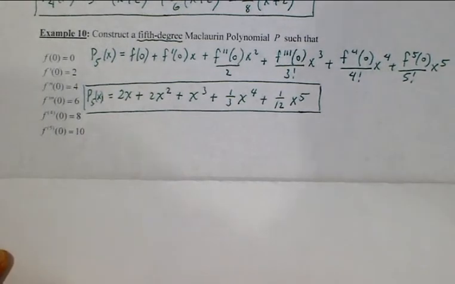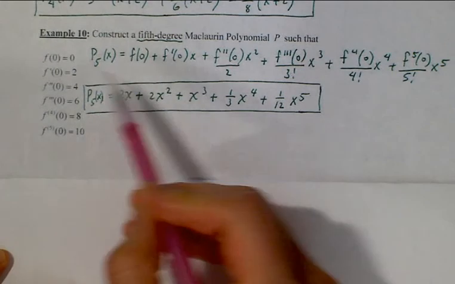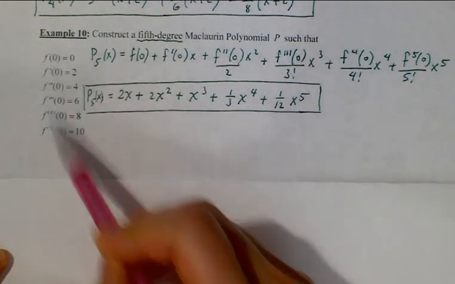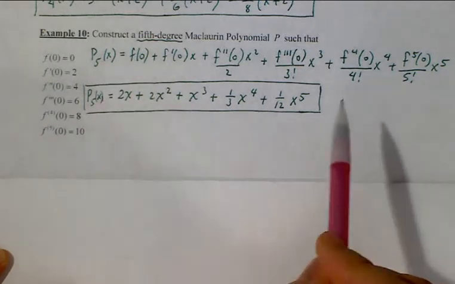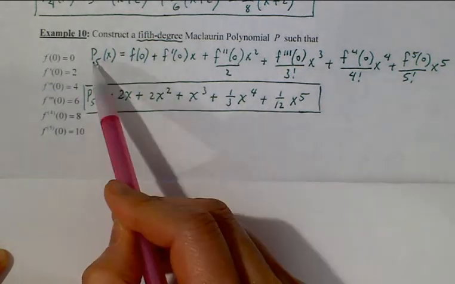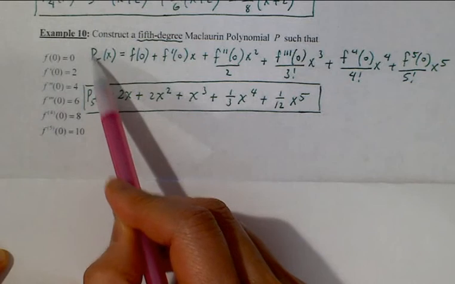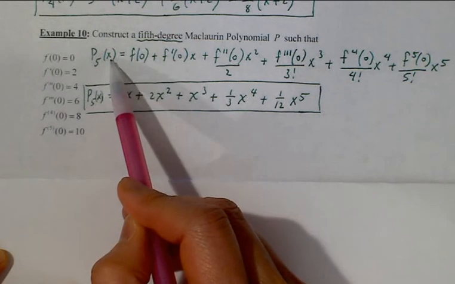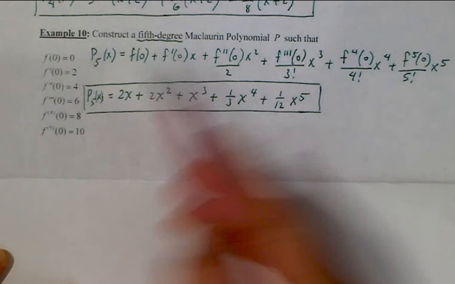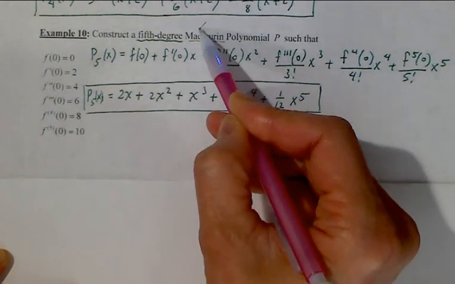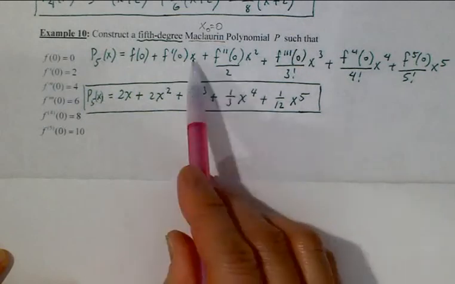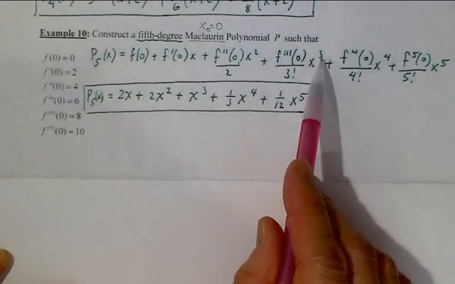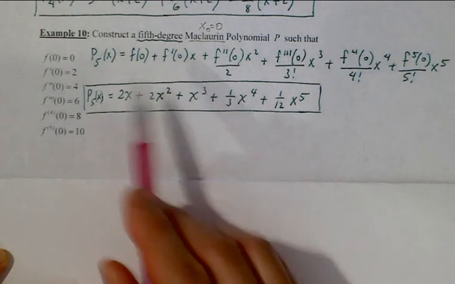All right, construct a fifth degree Maclaurin polynomial P, and you're given all of these here. To write out the general form, and you should always write out the general first so that you know what you're substituting things into. So I have the fifth degree Taylor polynomial, or the Maclaurin polynomial. It is understood that x sub 0 is equal to 0, so that's why I just have x, x squared, x cubed, and so on instead of x minus something.